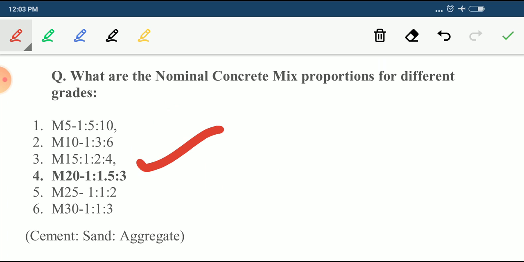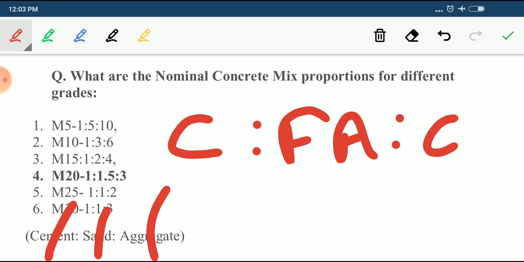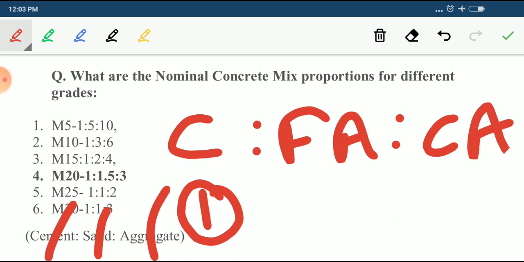Okay, here what does 1, 5, 10 indicate? The first number indicates cement, second one is sand, and the third one is aggregate. Means that cement is to fine aggregate is to coarse aggregate. Okay, this means if you take one bag of cement, say for the M20 grade, if you are taking one bag of cement, you have to take 1.5 bags of fine aggregate, that is sand.